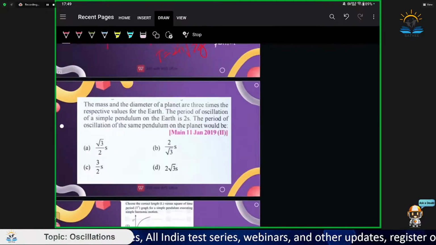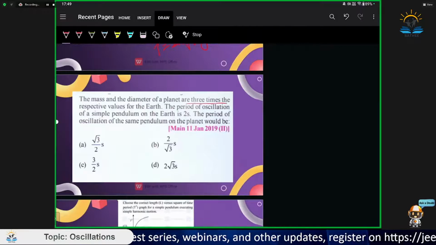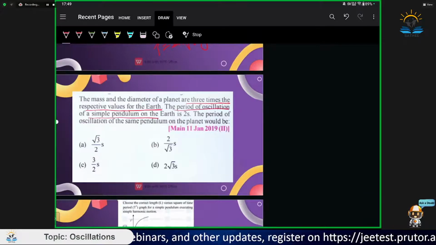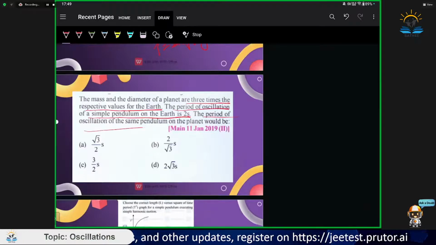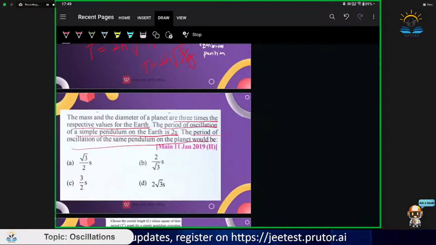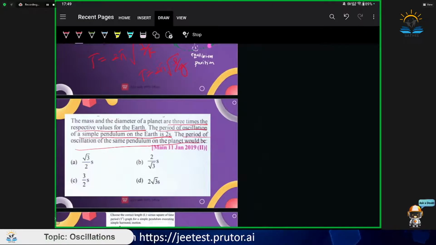This is the question. The mass and the diameter of a planet are 3 times the respective values for the Earth. The period of oscillation of a simple pendulum on the Earth is 2 seconds. The period of oscillation of the same pendulum on the planet? Okay, just playing with g effective, right? 2 pi into root of L by g effective. So it's given in the question.